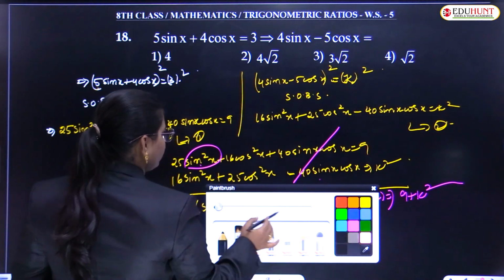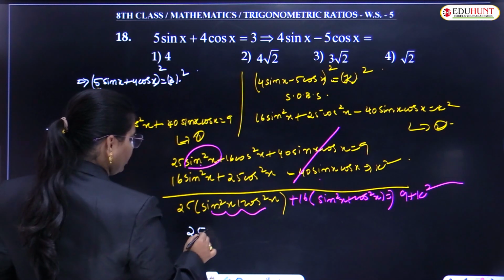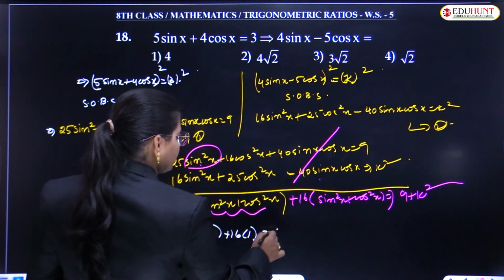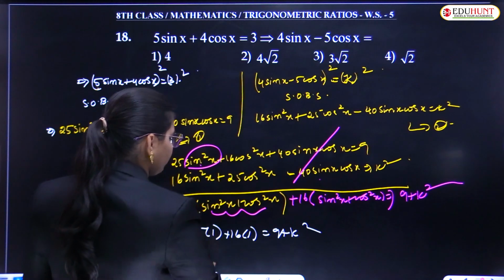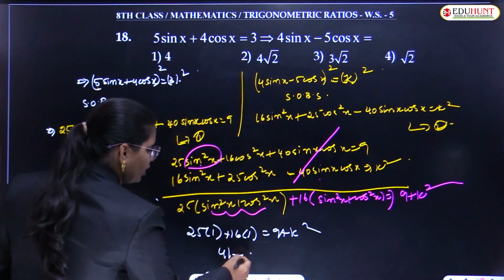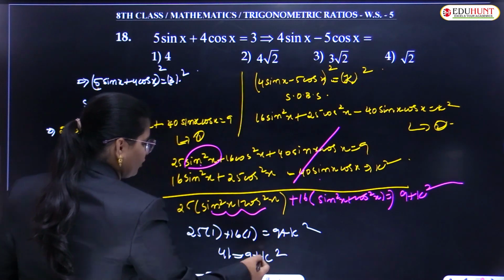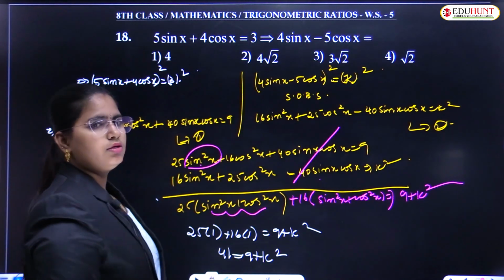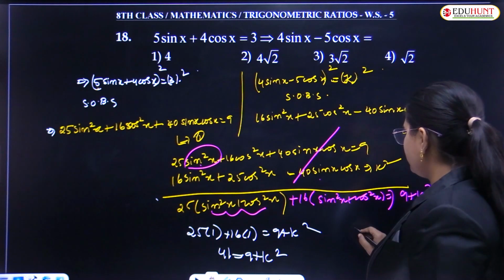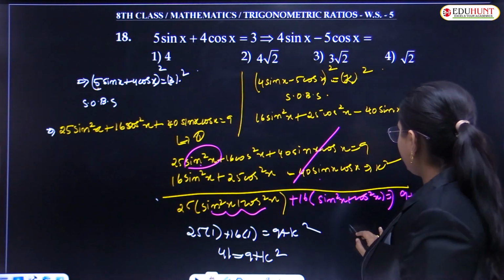What is the value I am going to get now? 25 into 1, as usual 16 into 1, which is equal to 9 plus k square. 25 plus 16, which equals 41, is equal to 9 plus k square. 41 minus 9 is 32, right? Which is 32.